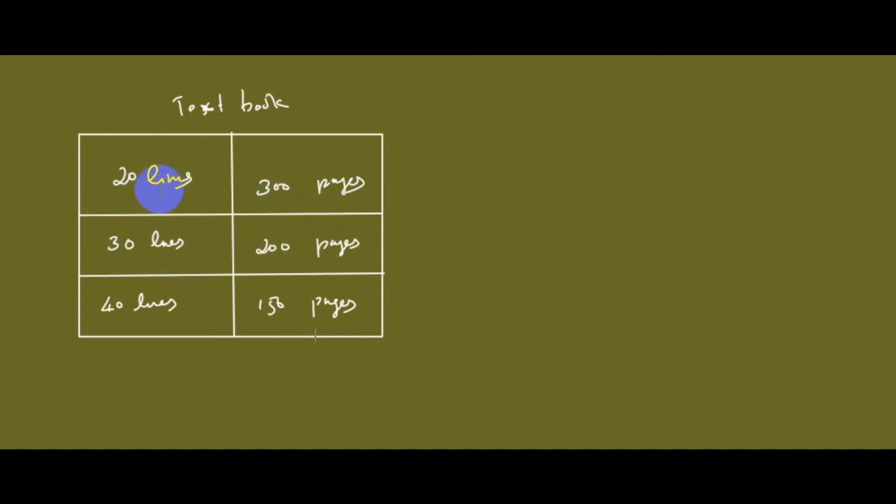Here the ratio of the number of lines is 2:3, while the ratio of the number of pages is 3:2.